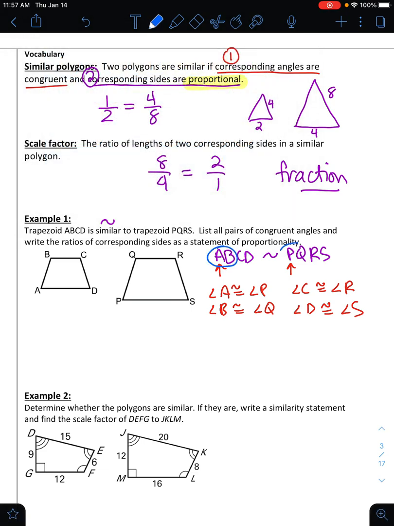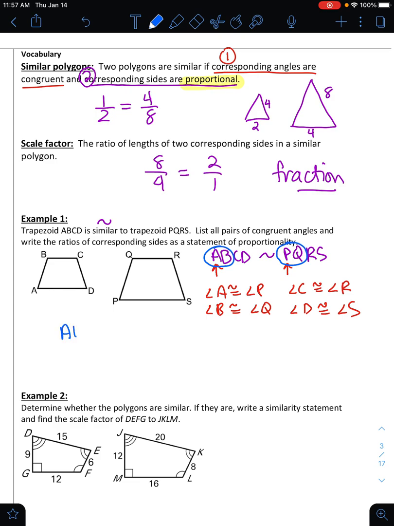Let's start with segment AB and segment PQ. Now, it doesn't necessarily tell me I have to write it in a particular order. So I'm going to just start with the length of AB, and put that into a ratio with the length of PQ. Because the shapes are similar, that's equal to another set of corresponding sides in a ratio.